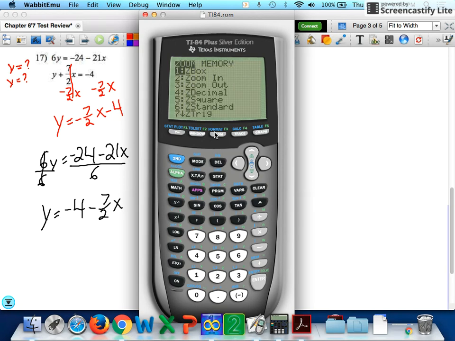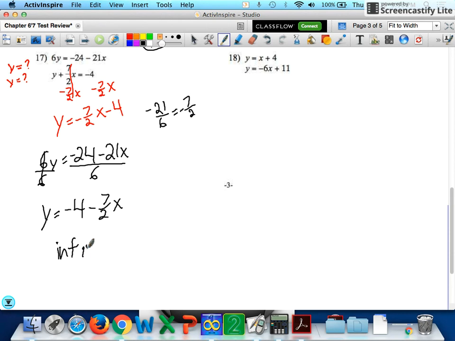I run zoom 6 on that. There's my first line. And then my second one never appeared. And this is where it gets a little bit tricky with these because I never got a second line. It's because these are the exact same equation. Therefore, they're the same line. And we have an infinite number of solutions.